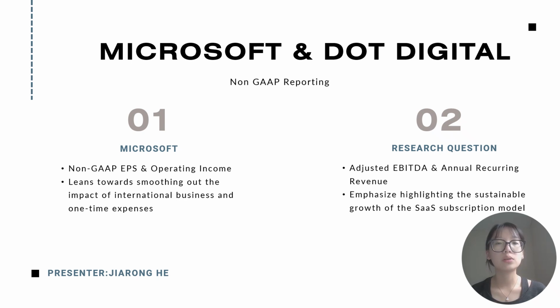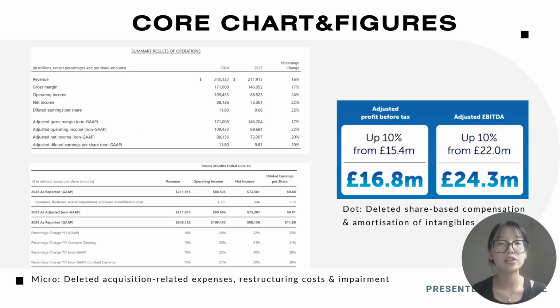Therefore, both these two companies use non-GAAP metrics, but for different reasons. Microsoft does this to smooth out fluctuations and highlight stability, and Dot Digital does this to emphasize the quality and sustainability of growth. Then we look to the next page.